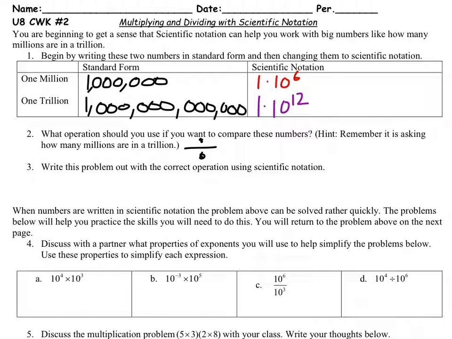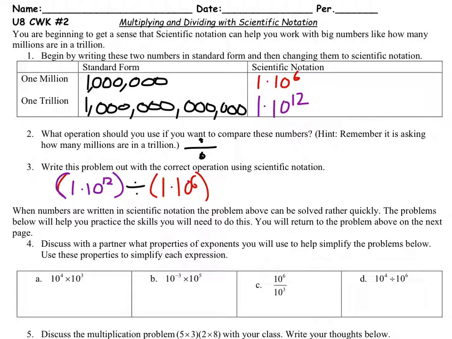Alright, so this will be a more accurate comparison now. Write this problem out with the correct operation using scientific notation. Well, we would have the trillion, so I got 1 times 10 to the 12th. And I'm going to divide this by 1 times 10 to the 6th.